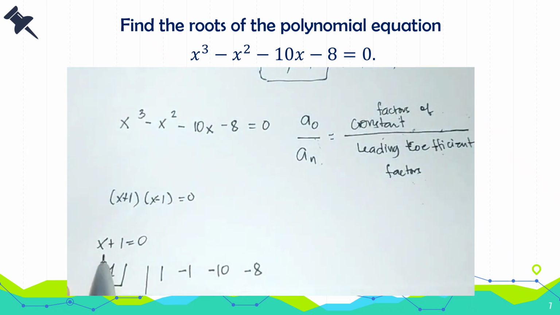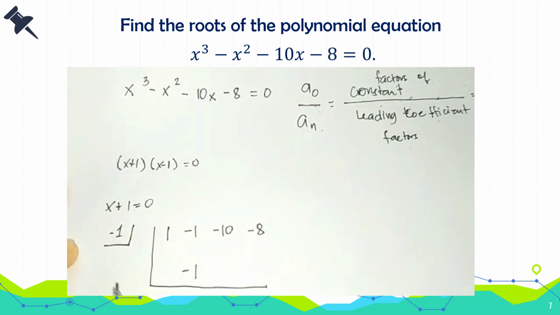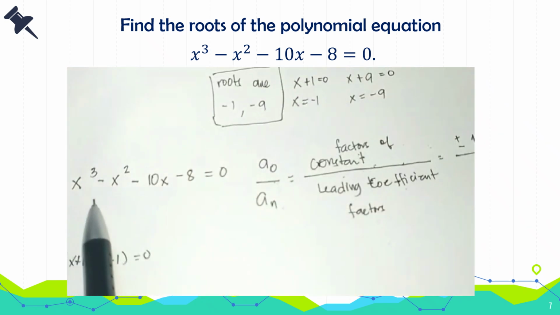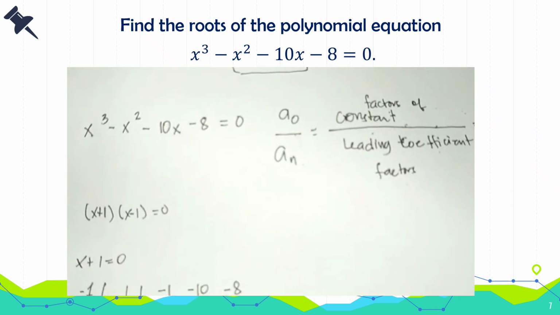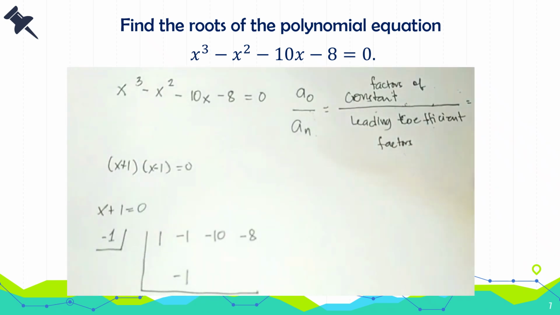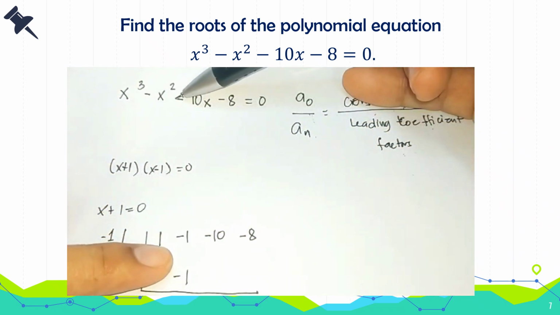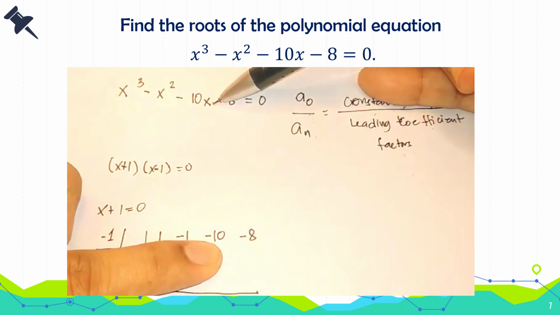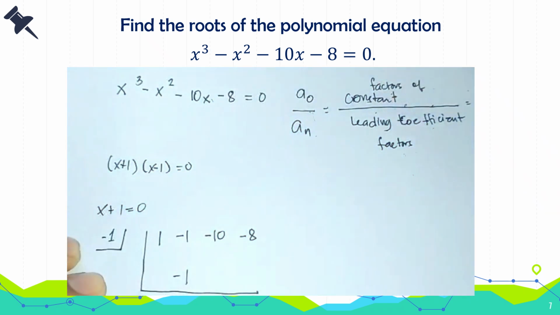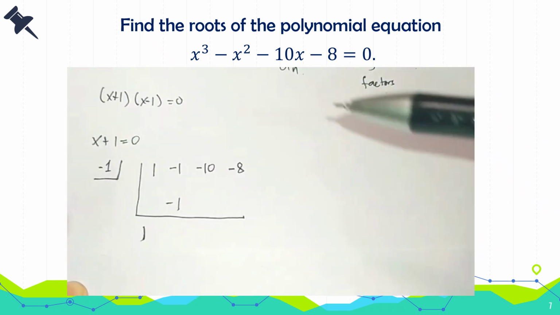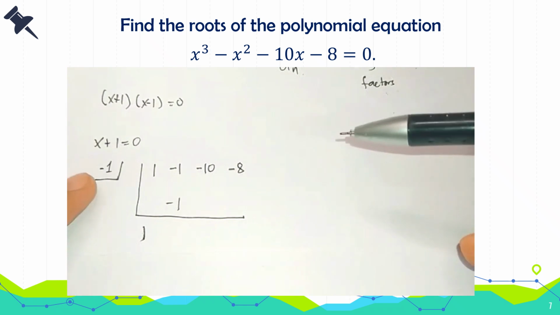Let's take x plus 1 equal to 0. Using synthetic division, this will give us negative 1. Let's list down the coefficients with the constant. So we will have 1, negative 1, negative 10, negative 8. Now carefully do the process of the synthetic division.